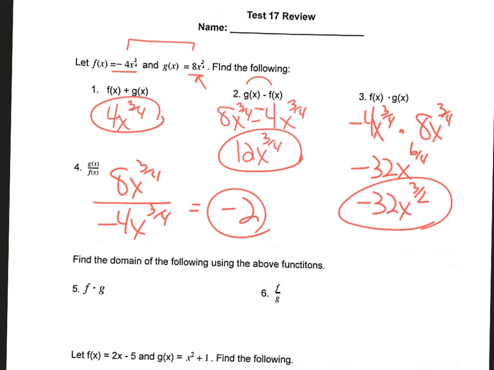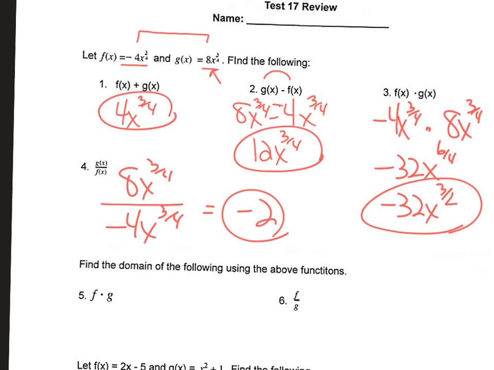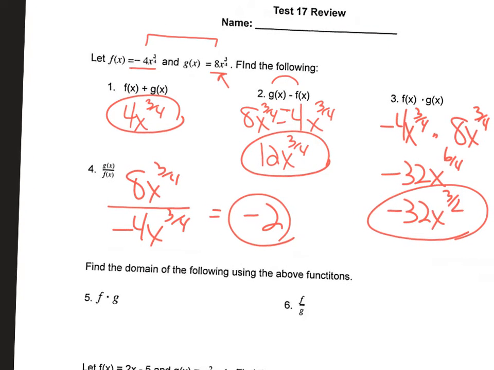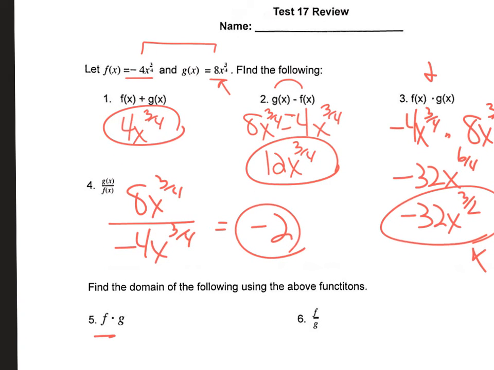Number 5 says find the domain of the following using the above functions. Number 5 says f times g, which is what we did in number 3. So I'm looking at this one. Here's how you do that. You look at the two functions at the top. They're both 3/4 power, which really means this. Like that first one's really negative 4 on the 4th root of x cubed. Bottom is the root, top is the power. Because it's a 4th root, you have to have a positive number in there. Same thing for g. They both have to be positive. So the domain for both of those is this. They both have to be positive numbers.